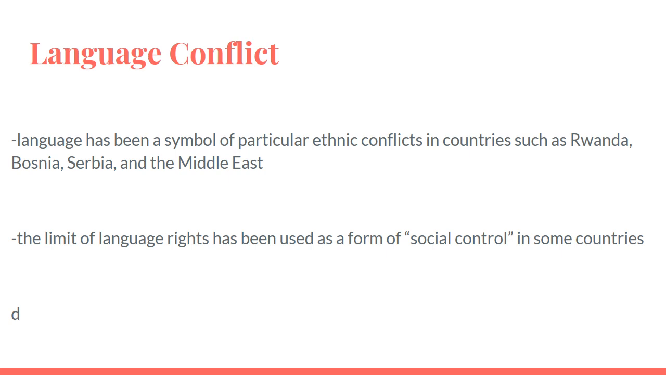Sometimes language rights can even be used as a form of social control. We talked about the historical issue, in the 1600s, 1700s, and early 1800s, of the Spanish forcing the Spanish language onto the native population in Latin America. Well, that has happened across the world. And so language has been used as a form of social control and cultural control, unfortunately.